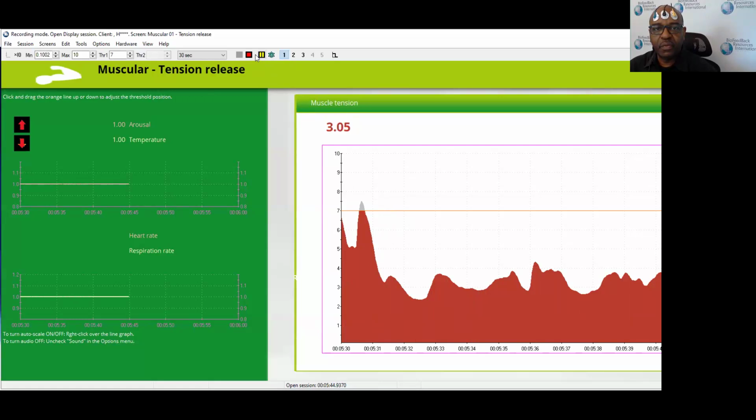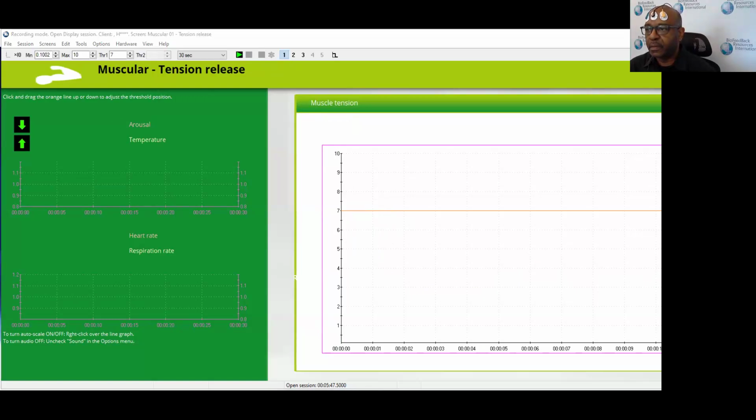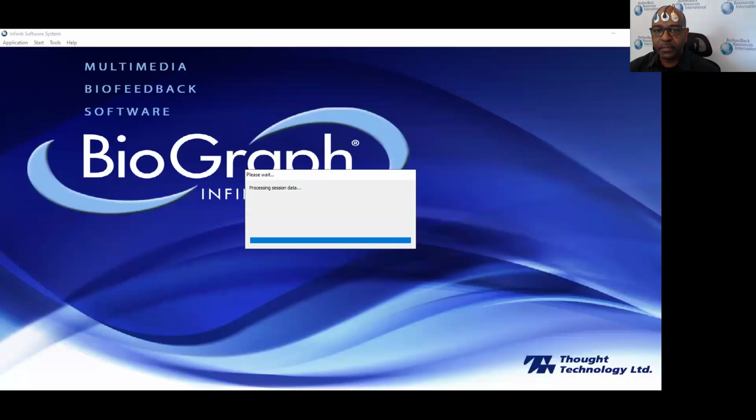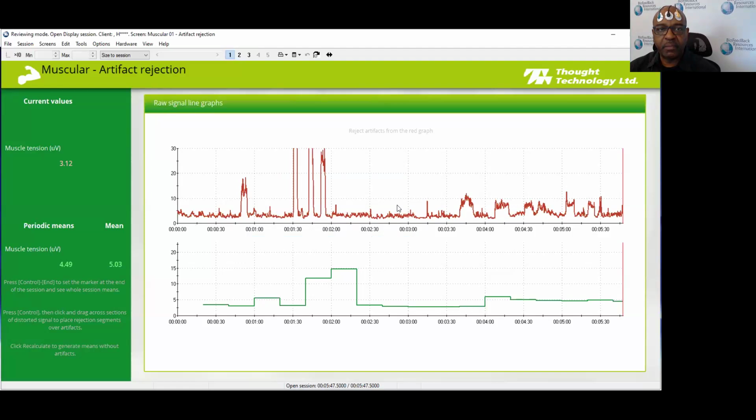So I'm going to stop this recording and close here. I could save it. And let me just say EMG. And let me just put where the sensors were. And then I could look at the results if I want. And so I could see over time how I did. And I'm going to just close that.